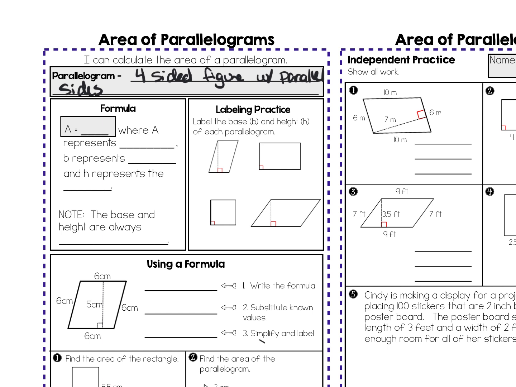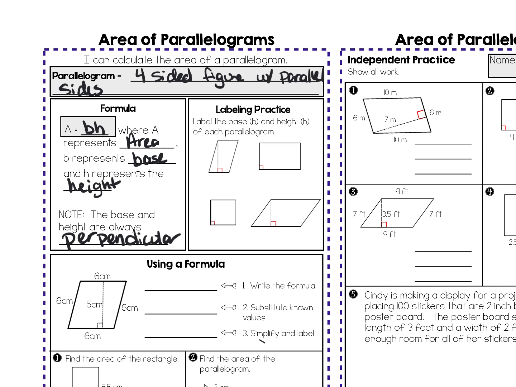So our formula, if we look in our formula charts, is A equals BH, where A represents the area, B represents the base, and H represents the height. Remember that the base and the height are always perpendicular, meaning they create that right angle. I was going to make that kind of like a T shape.